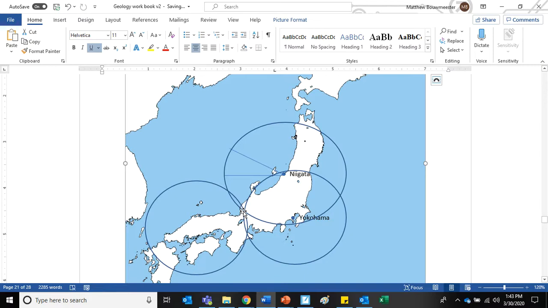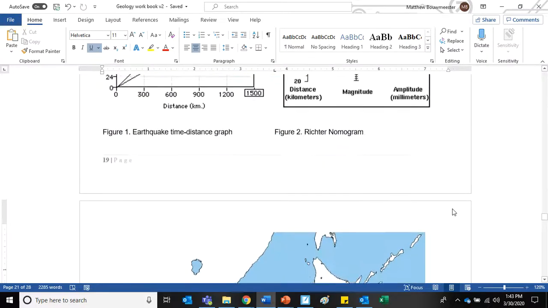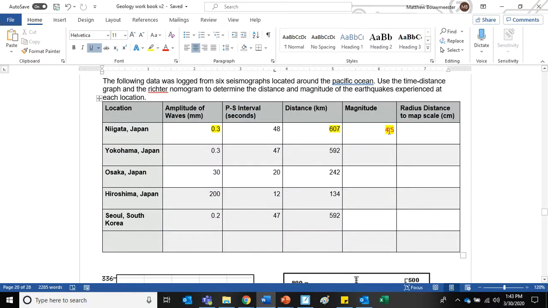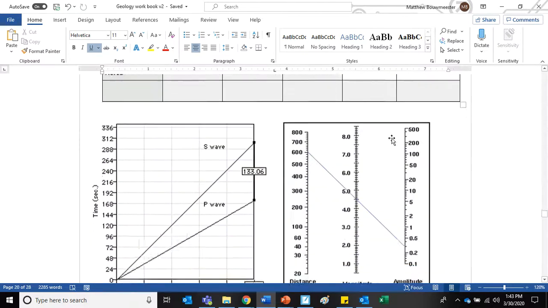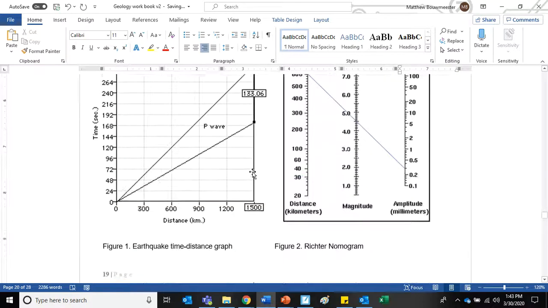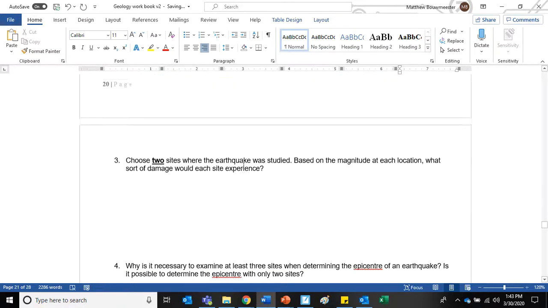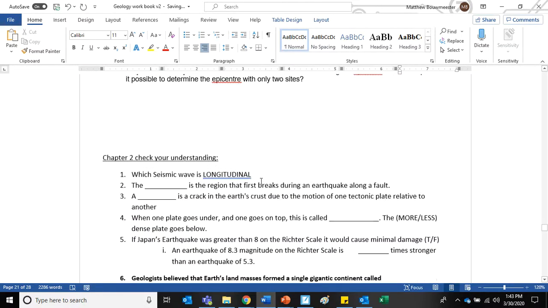I did not do it to scale, I did not hand draw it, so this is not accurate, but the idea is the same. So hopefully we understand that we need to figure out magnitude, figure out my radius distance, that 5.42 centimeters, and then I can measure this on the map once I find all these places. Pretty straightforward. After that, go through some of the analysis questions.